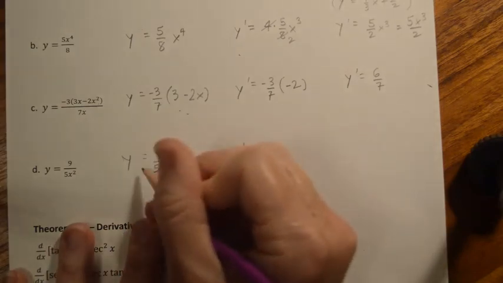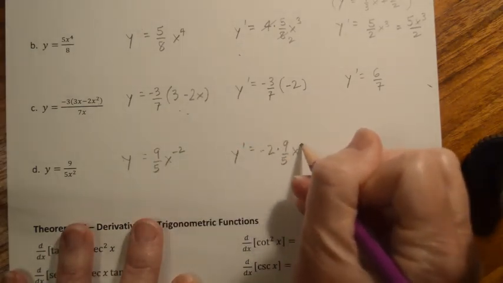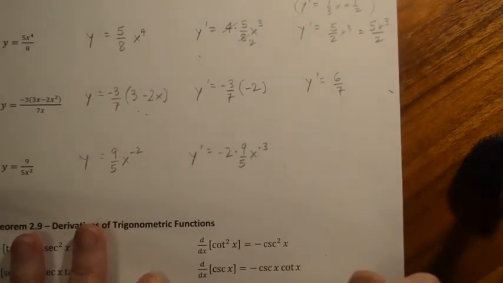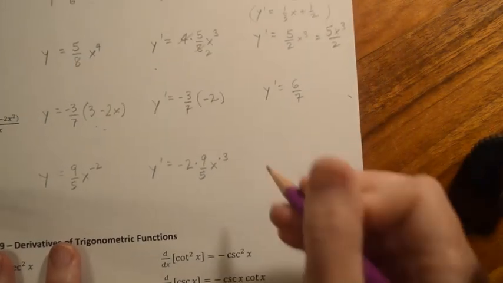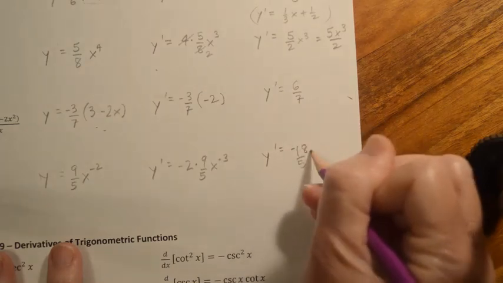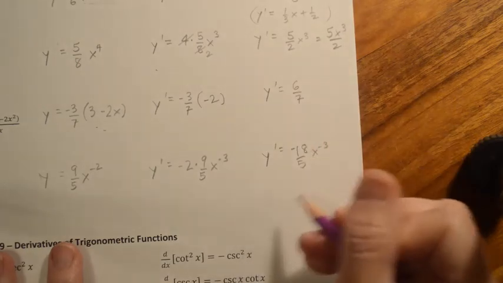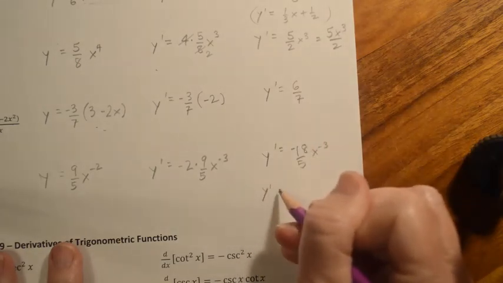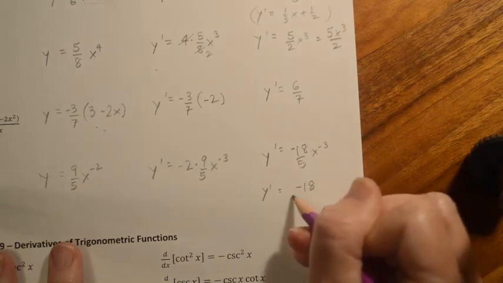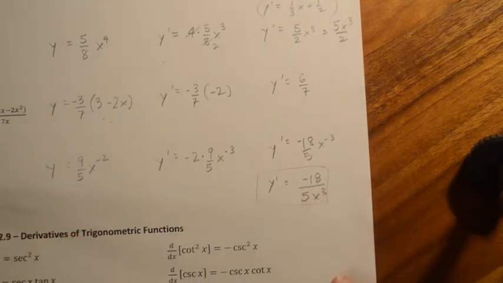Right, again, this -2 comes down front, so then it's -2 times 9/5 times x to the negative 3. And then our simplify is -18/5 x to the negative 3. Probably the textbook is going to have it written as y prime equals -18 over 5x to the third. That's probably the preferable one.